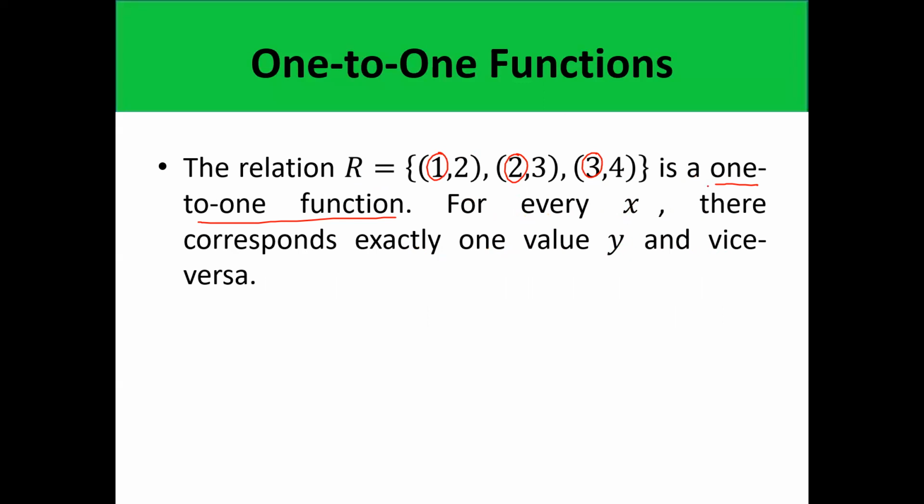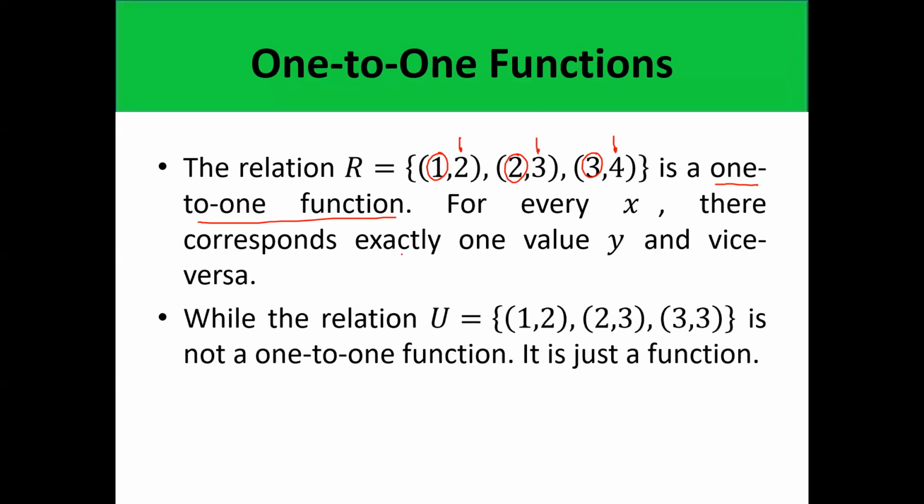Equivalently, we say that a function is one-to-one if all the x values are distinct or different, and also all the y values are different. That's why here the relation R is a one-to-one function, while the relation U is not a one-to-one function. It's only a function because the x coordinates are all different, but not all the y coordinates are different. So it's not a one-to-one function. It's just a function.